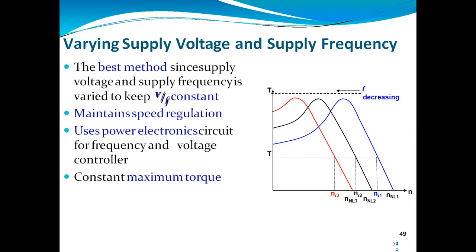In this method of speed control of the three-phase induction motor, we change the applied voltage V across the motor terminals. If we decrease the voltage, the speed of the motor decreases, and if we increase the voltage, the speed increases. So this method is very easy and the cheapest way to control the speed of the three-phase induction motor.